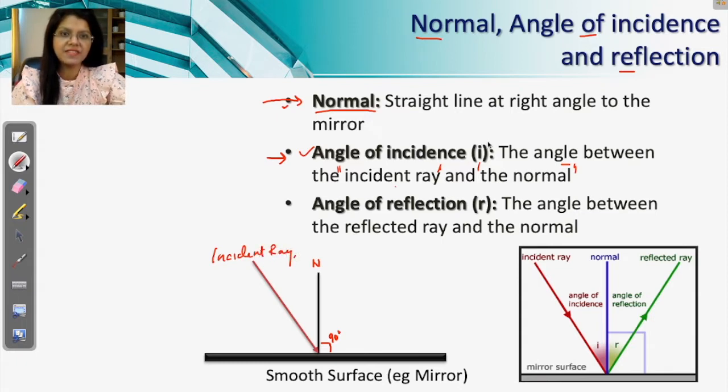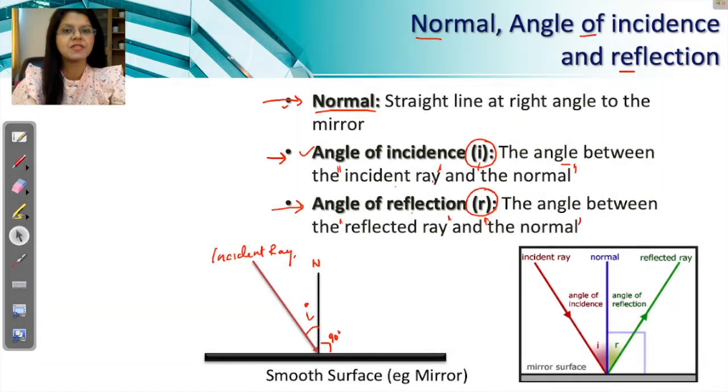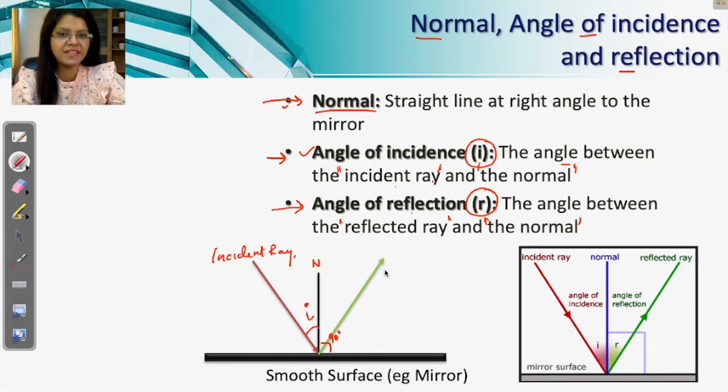And where is the angle of incidence, which is called small i? It is the angle between the incident ray and the normal. This is your angle of incidence. Now, the last point on the screen to understand is the angle of reflection, small r. It is the angle between the reflected ray and the normal. So let us draw the reflected ray now. The green line that you see on the screen is your reflected ray.